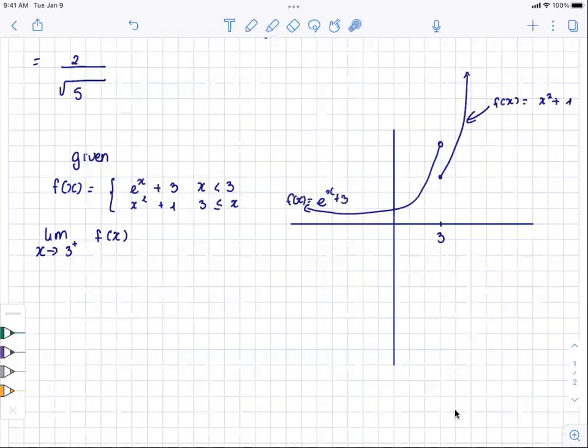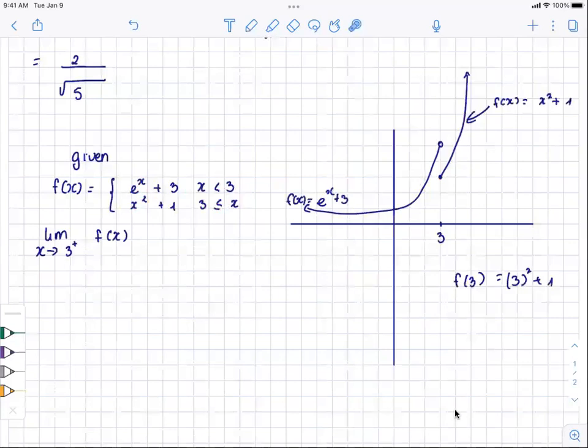When x is equal to 3, so if you want to find f of 3, then you want to plug 3 into this bottom equation right here, because this equation only includes when x is greater than or equal to 3. So when x equals 3, you will have to plug into the bottom equation, which is 3 squared plus 1, right? Not the top, because x does not include 3 on the top equation here. Okay, we will talk about continuity next week.